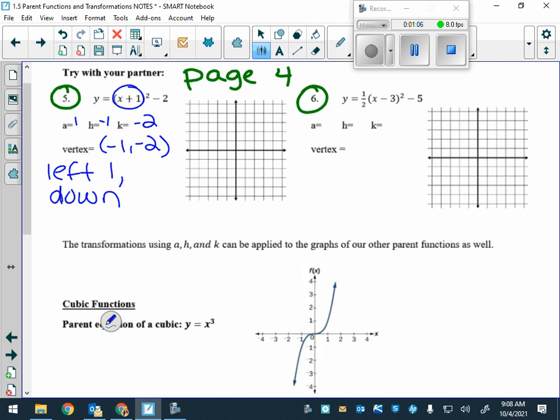People have asked, how do we know what the parent function is? You look at the exponent. If it's squared, then it's a quadratic. If it's cubed, it's a cubic. If it's the square root, that's your parent function. If it's the 2 lines, that's absolute value. So that's how you could tell what your parent function is. And in blue, here's my parent function.